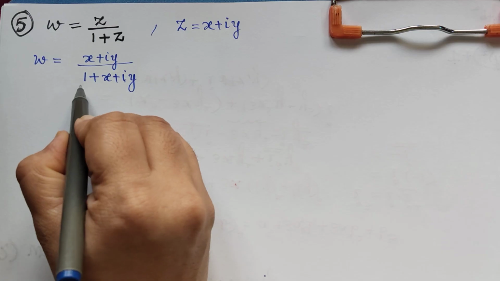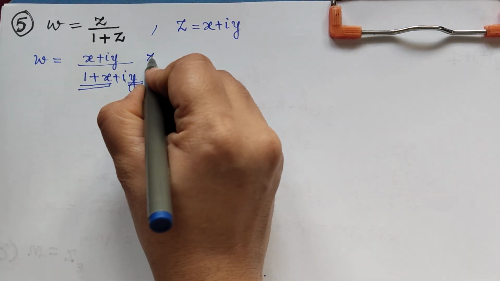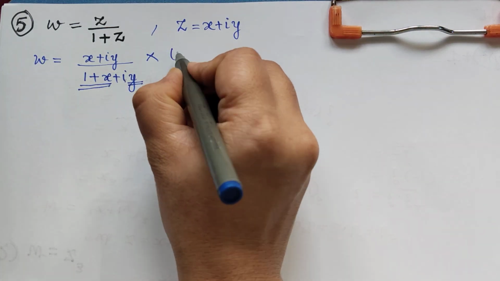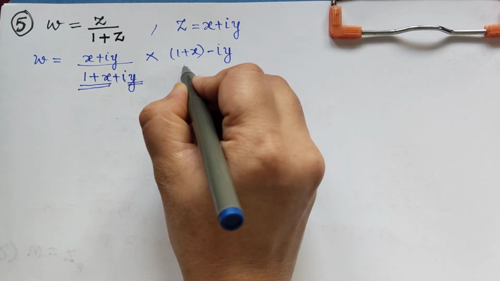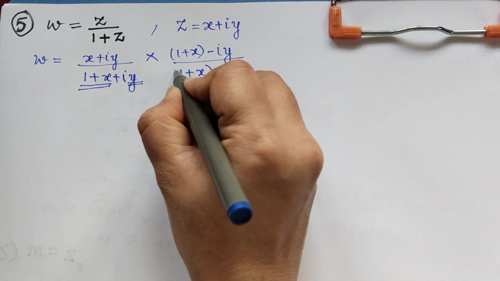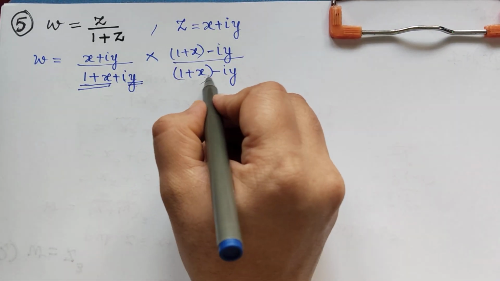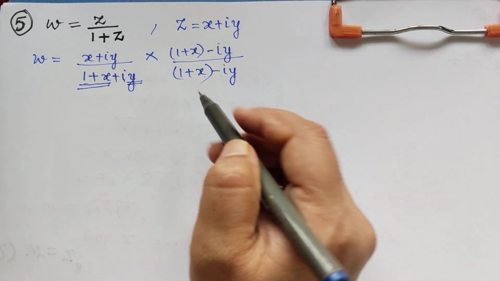Now what is the real part here? 1 plus x, and the imaginary part is y. So what will be the conjugate of this denominator? It will be 1 plus x, the real part, minus iy divided by 1 plus x minus iy. So the conjugate of this is 1 plus x minus iy. So we are multiplying and dividing it by the conjugate.